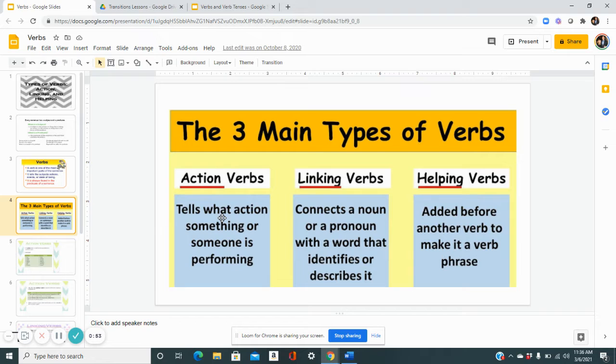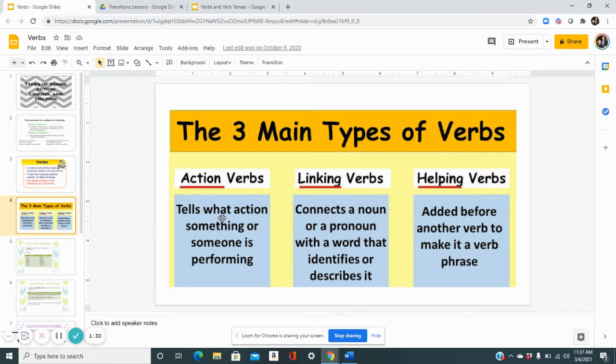Action verbs are verbs that have action. They tell what someone is doing, what they're performing. So right now I'm talking. So talk is an action verb. Right now you're listening. Listen is an action verb. It's something that you do. If you eat some food, eat is an action verb. If you take a walk later, it's a nice day outside, if you walk, walk is an action verb. So action verbs are something that you perform, something that you do.